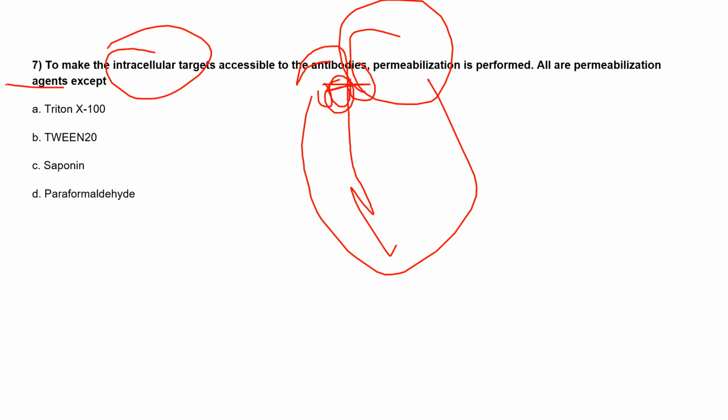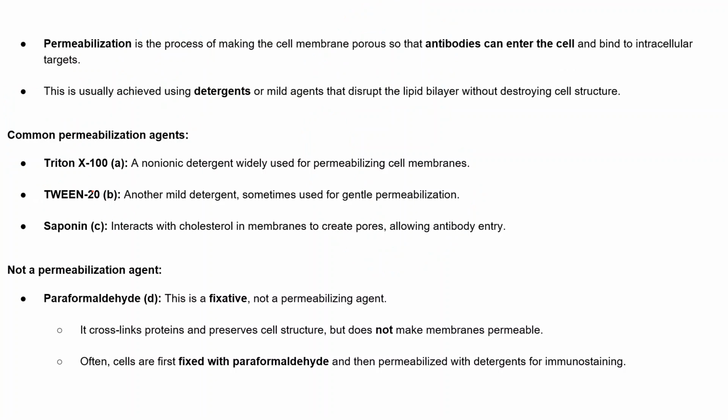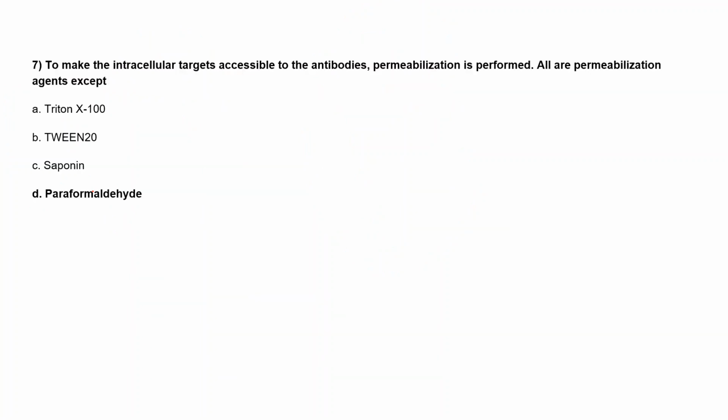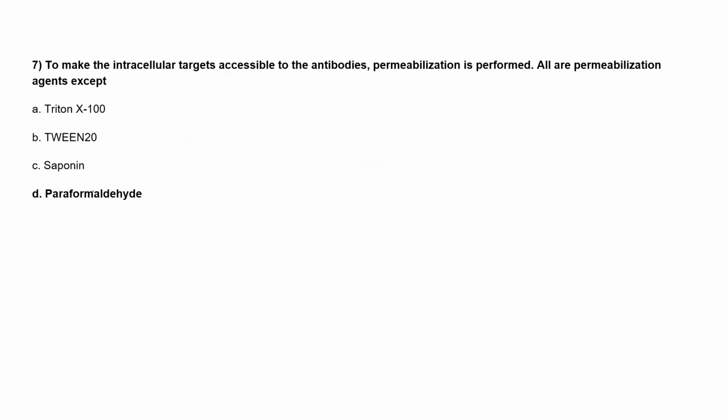So all of these are permeabilization agents except one. Option A is Triton X-100, option B is Tween 20, option C is saponin, and option D is paraformaldehyde. Option D, ma'am. Okay, so you are right. Paraformaldehyde is the right answer, because all the others help in the permeabilization step. Triton X-100, even Tween 20 people use, and saponin. One by one, we'll discuss what these are.